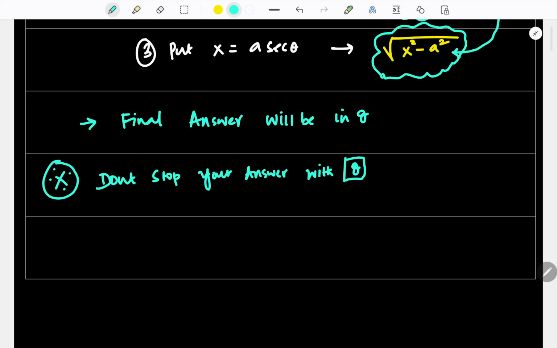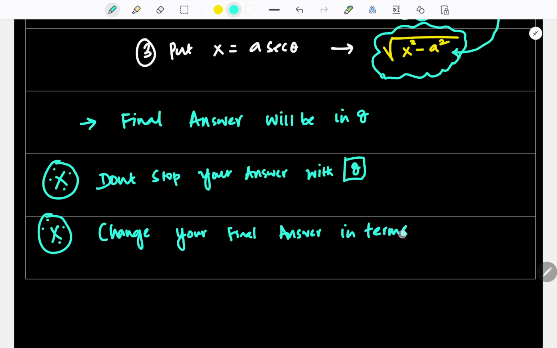You have to change it to x. Change your final answer in terms of x. This is very, very important. Most of the students keep the answer in theta, so finally they will lose 1 or 2 marks. So you have to change your final answer in terms of x. I will teach you how to change. No problem, no worries.